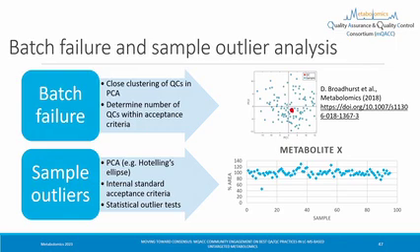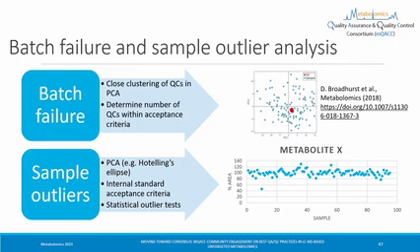So then we asked the next series of questions to really look at batch failure. How are different labs accepting or rejecting batches or samples, and what do they do in case of a failure? In terms of batch failure, the most common strategies being used were clustering of QCs in PCA, or determining the number of QCs that fall within a specified acceptance criteria.